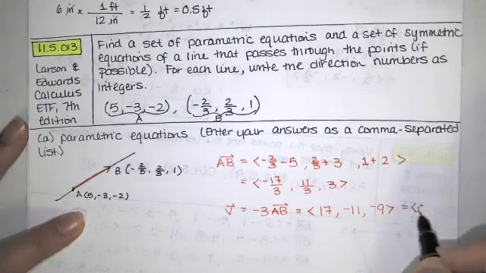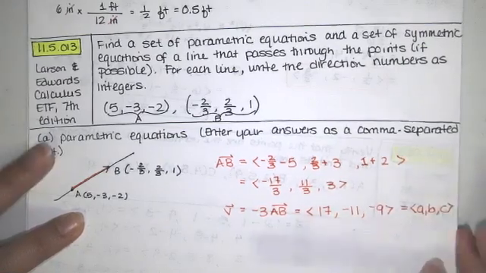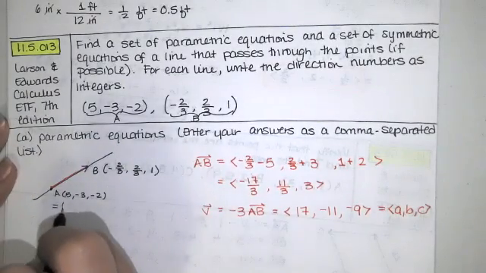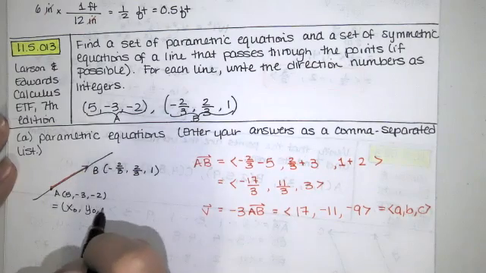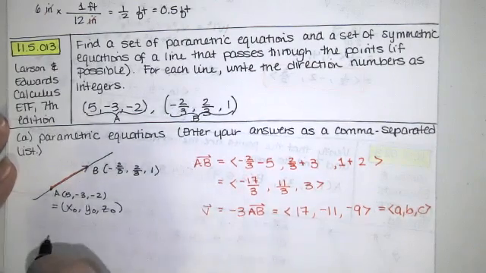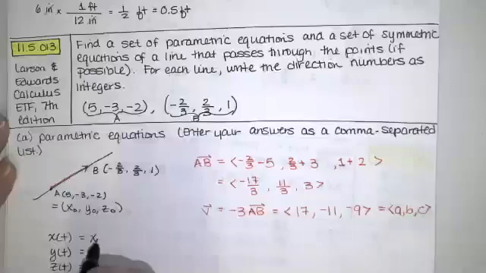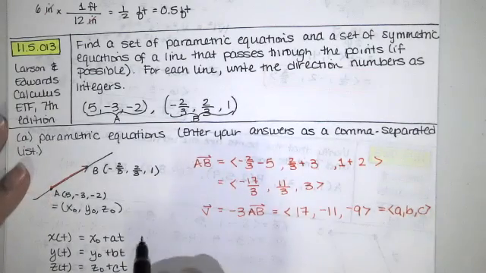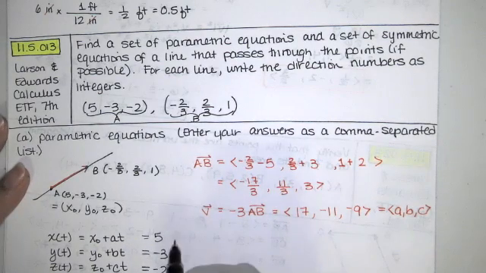So those are my direction vector. Those are the components A, B, and C. And this here can be my x naught, y naught, z naught. That's any point on the line. So my parametric equations are given by these formulas: x naught plus At, y naught plus Bt, and z naught plus Ct. So x naught is 5, y naught is negative 3, and z naught is negative 2.